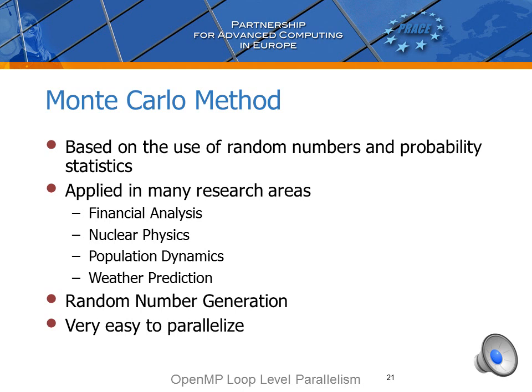Now we will talk about the calculation of pi using the Monte Carlo method in OpenMP. Monte Carlo methods are stochastic approaches based on the use of random numbers and probability statistics to investigate problems. They are applied to many research areas, including financial analysis, nuclear physics, population dynamics, and weather prediction. One of the fundamental properties of Monte Carlo methods is the generation of random numbers.